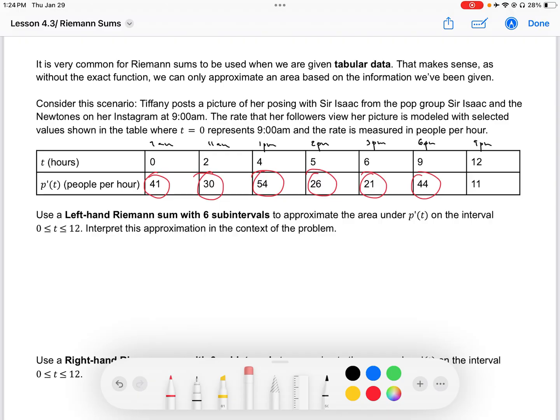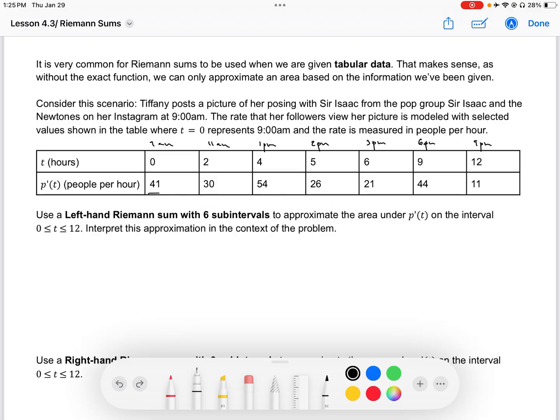The tricky thing here is that these subintervals do not have the same width, right? So for instance, the first subinterval has a width of 2 and the second interval has a width of 2, but then the third interval has a width of 1, right? How am I getting those numbers? Because I'm looking at the x values or the t values. 0 to 2 is a change of 2, 2 to 4 is plus 2, 4 to 5 is plus 1, 5 to 6 is plus 1, 6 to 9 is now plus 3, and 9 to 12 is plus 3. Those are the widths of our rectangles, and they are changing. So we got to be careful to use the right width.